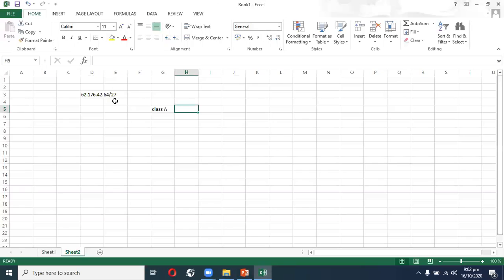When we talk about 27, 27 is 8 plus 8 is 16 plus 8 is 24. 27 minus 24 gives us 3. When we add all these, we get 27. So this is equal to 27.